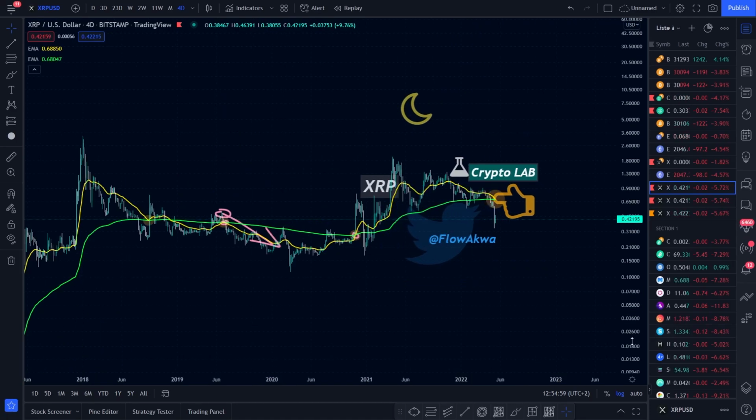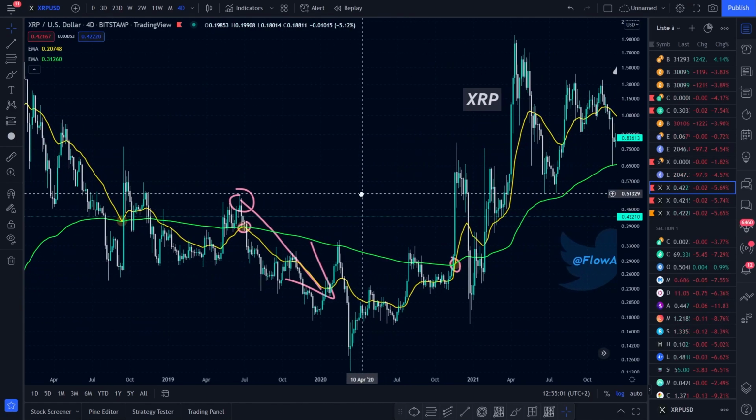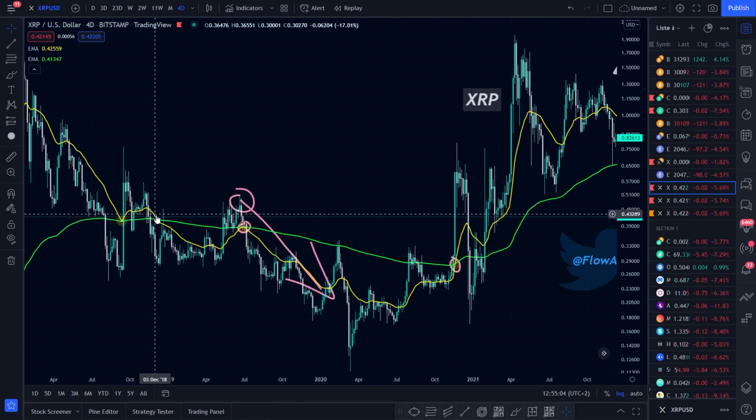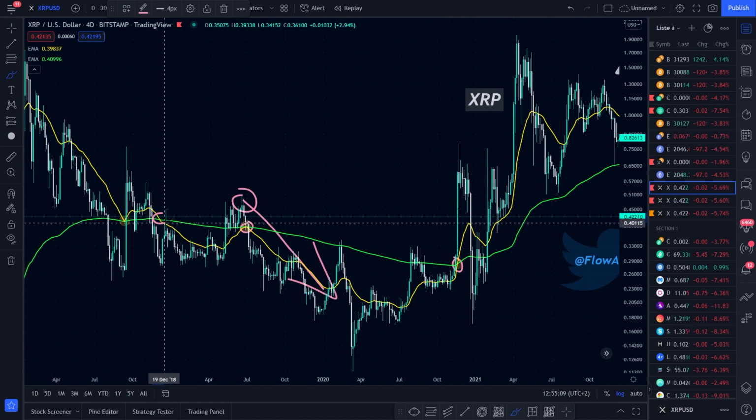So let's get back to the crosses. So we know that now we had a bounce just right here after we had an official cross between the yellow line and the green line.